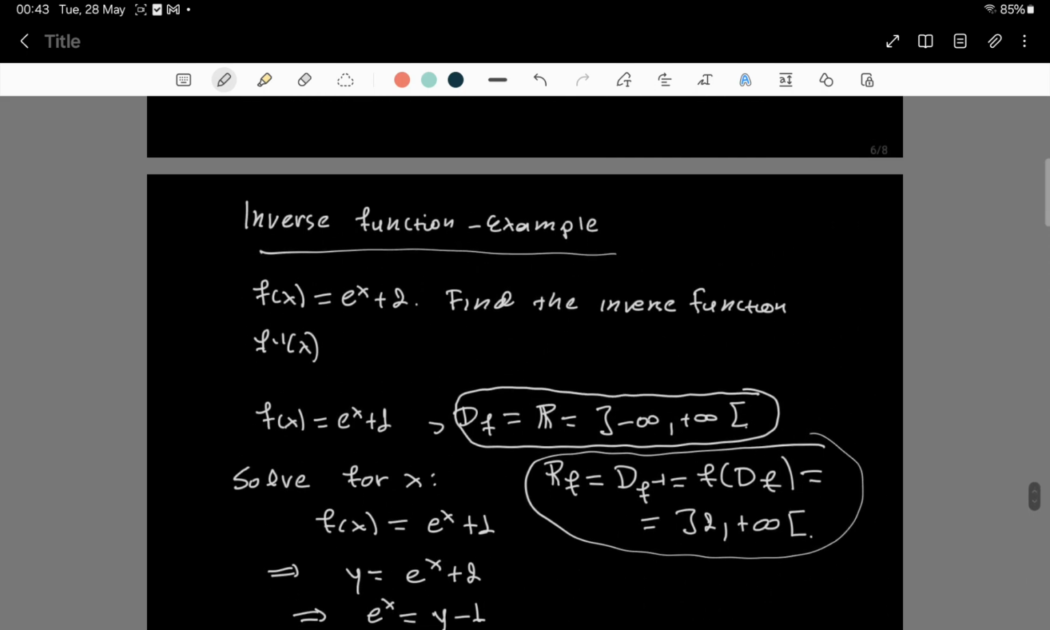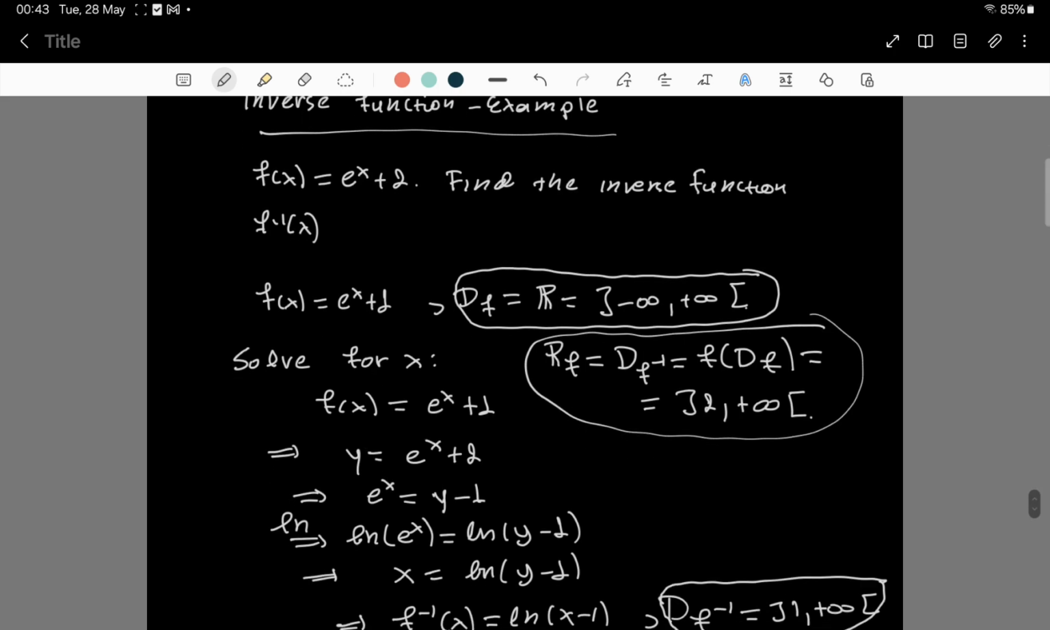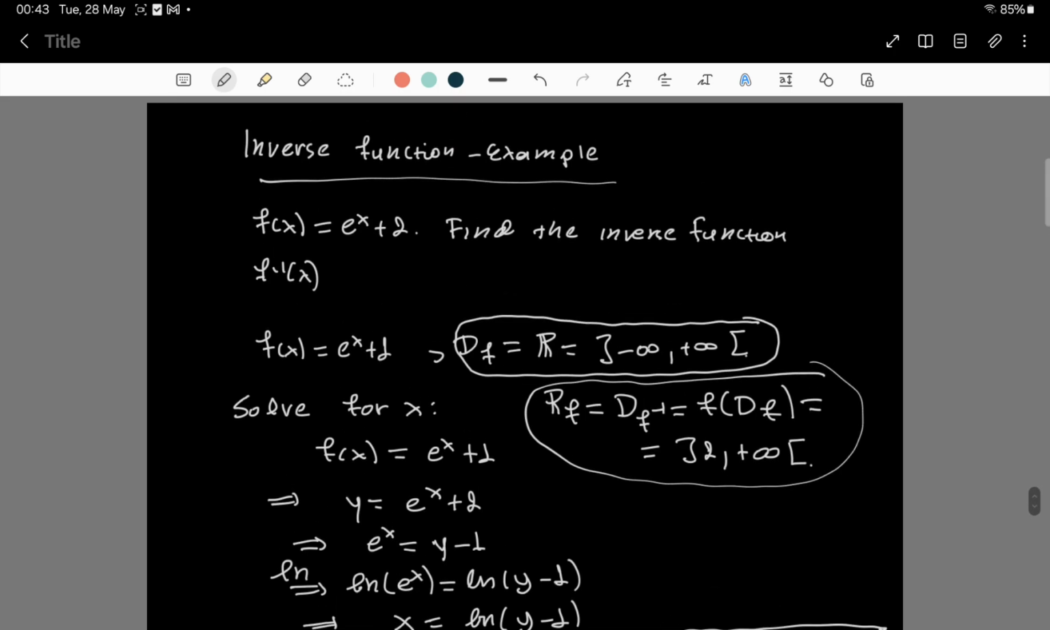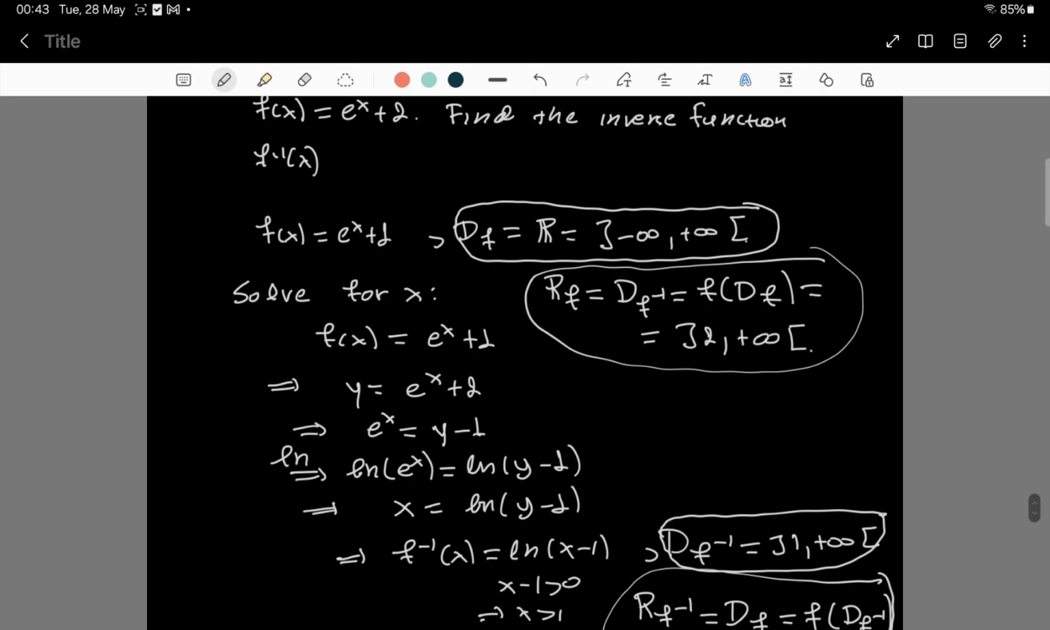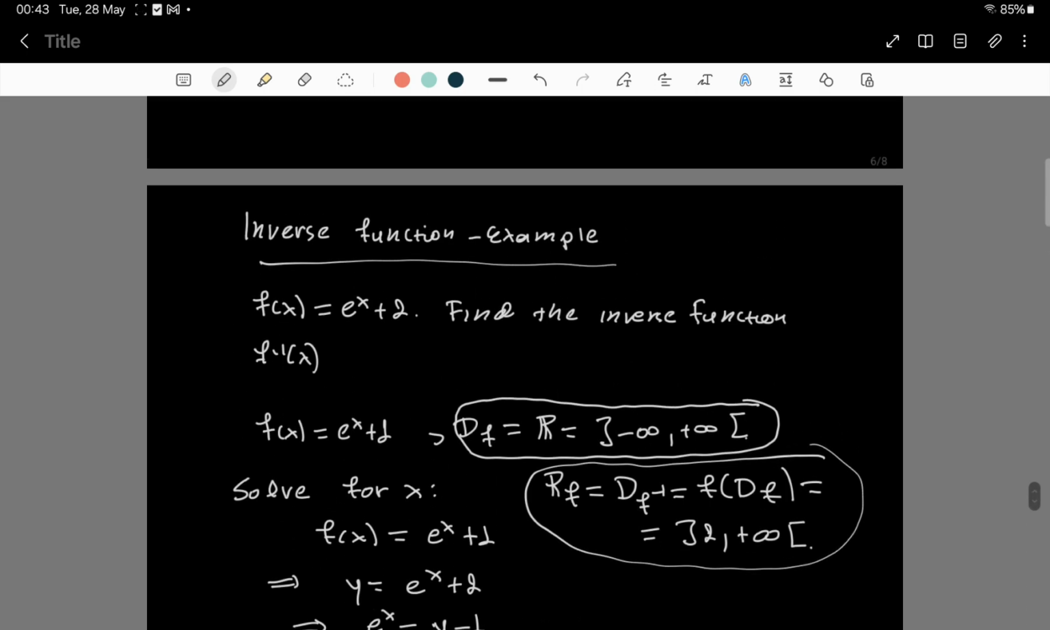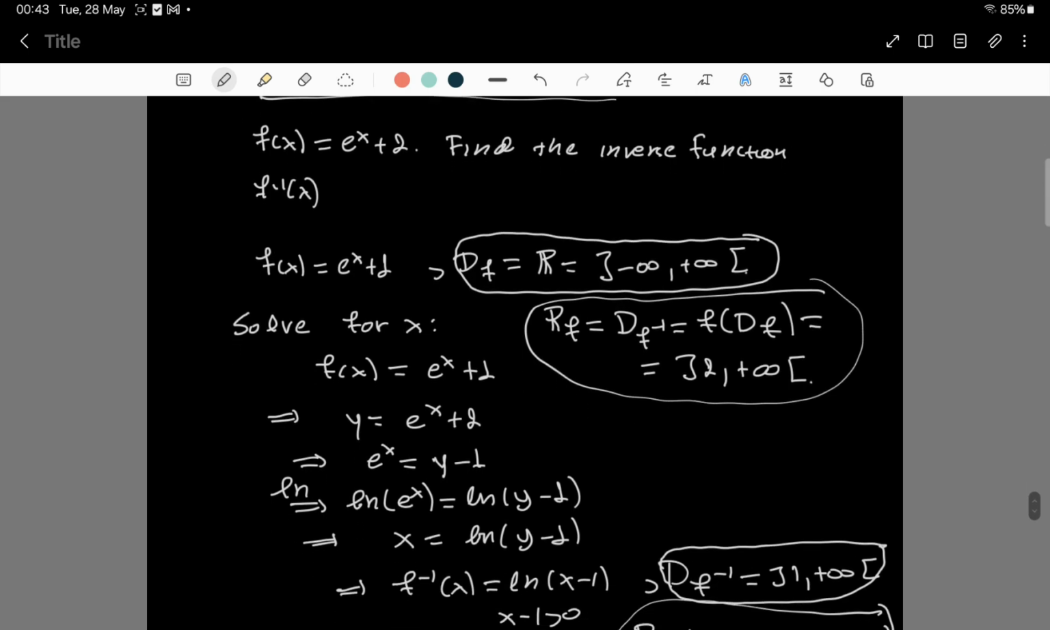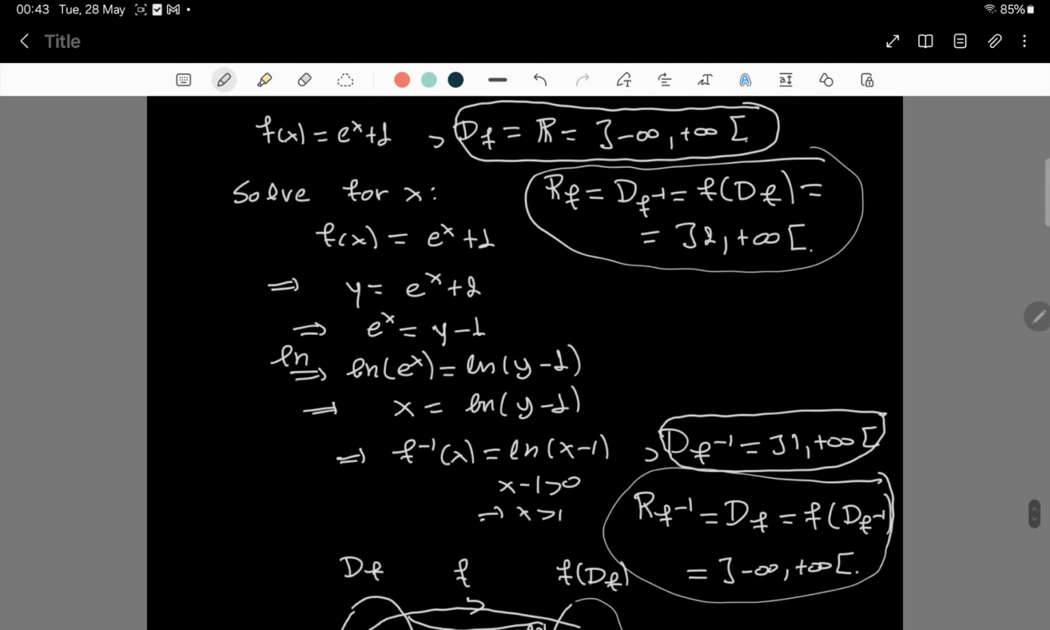I hope this video is useful for you. This is a very basic example. This is just a basic exponential function adding a constant, and it is a one-to-one function and is invertible, so it's easy to find the inverse by solving for x. And you have to be careful: the domain of the function is the range of the inverse, the range of the inverse is the domain of the function, and the domain of the inverse function is the range of f.